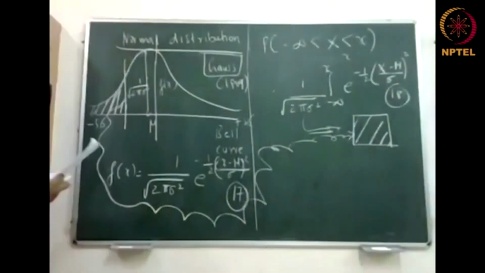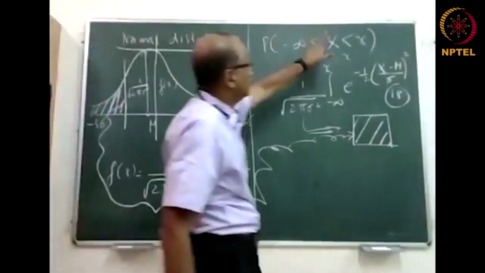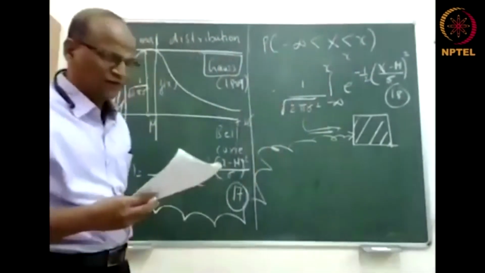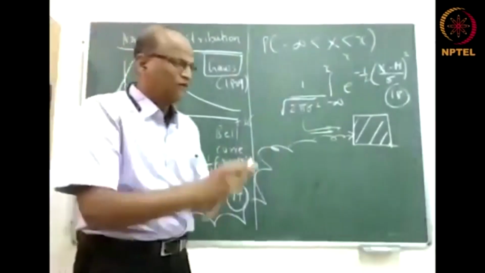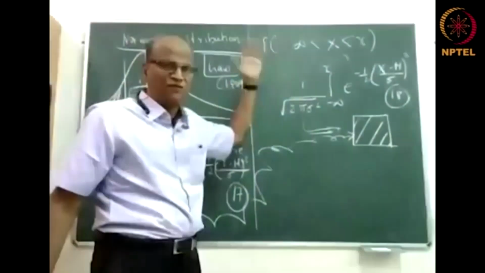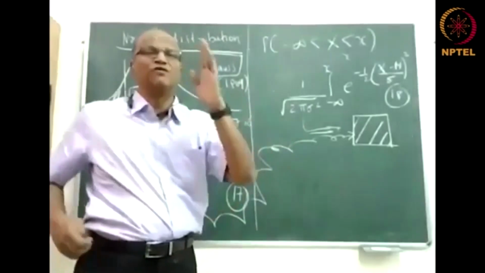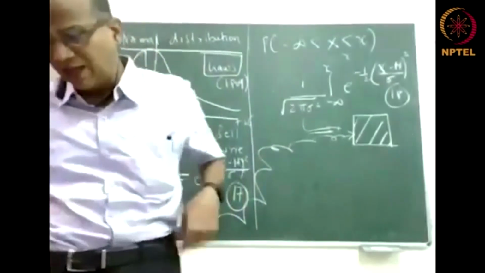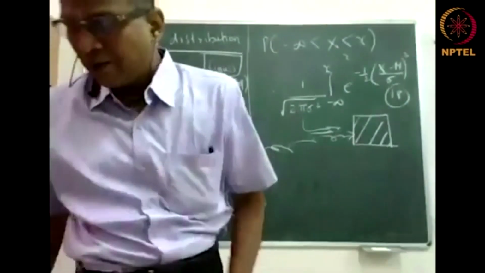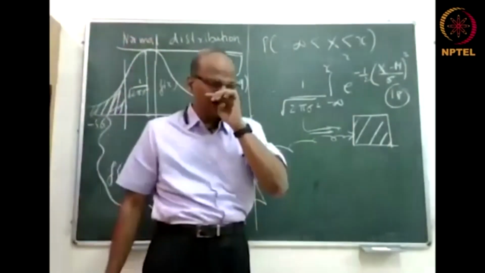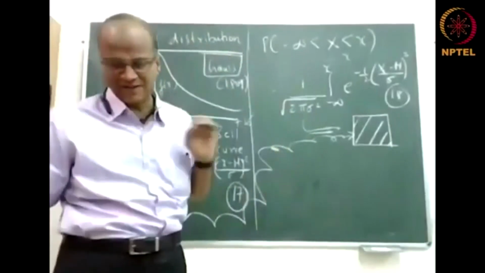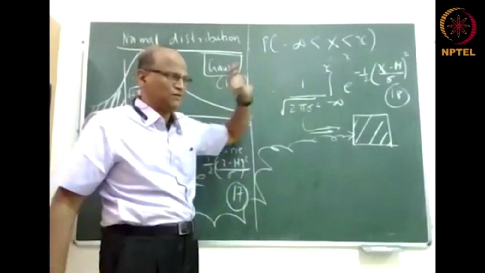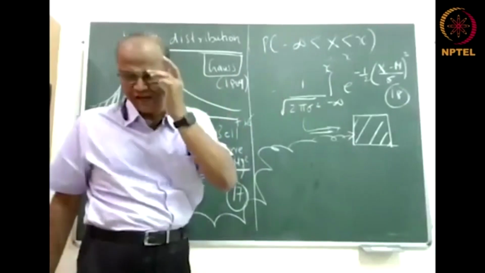X is the random variable, capital X. Small x is the upper limit of the random variable. The lower limit, if you take it from minus infinity, the area under the curve from minus infinity to that upper limit of small x is called the probability. Okay. It is the probability that a random variable X. Okay, you can note down. If you want to write it down, you write it down. Equation 18.